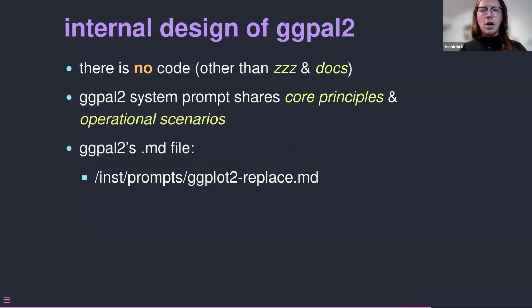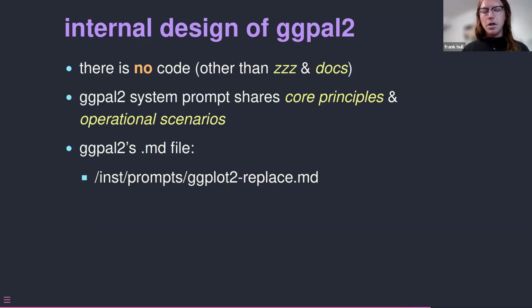If you actually go and look at the repo, there's no code at all. I think I have a ZZZ file to register the chore, and then I had to create an R script to document something, or else the R package won't build. I'm pretty sure I just had to document what the package does inside of an R script to make it work. But really, all it is is inside of this inst prompts folder.